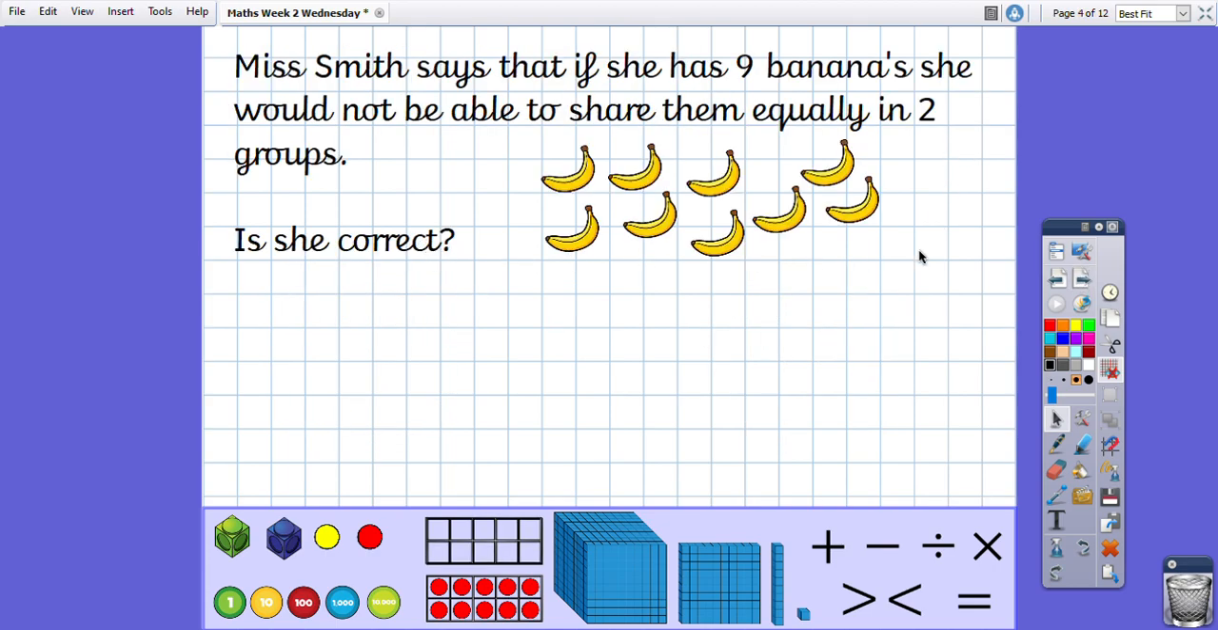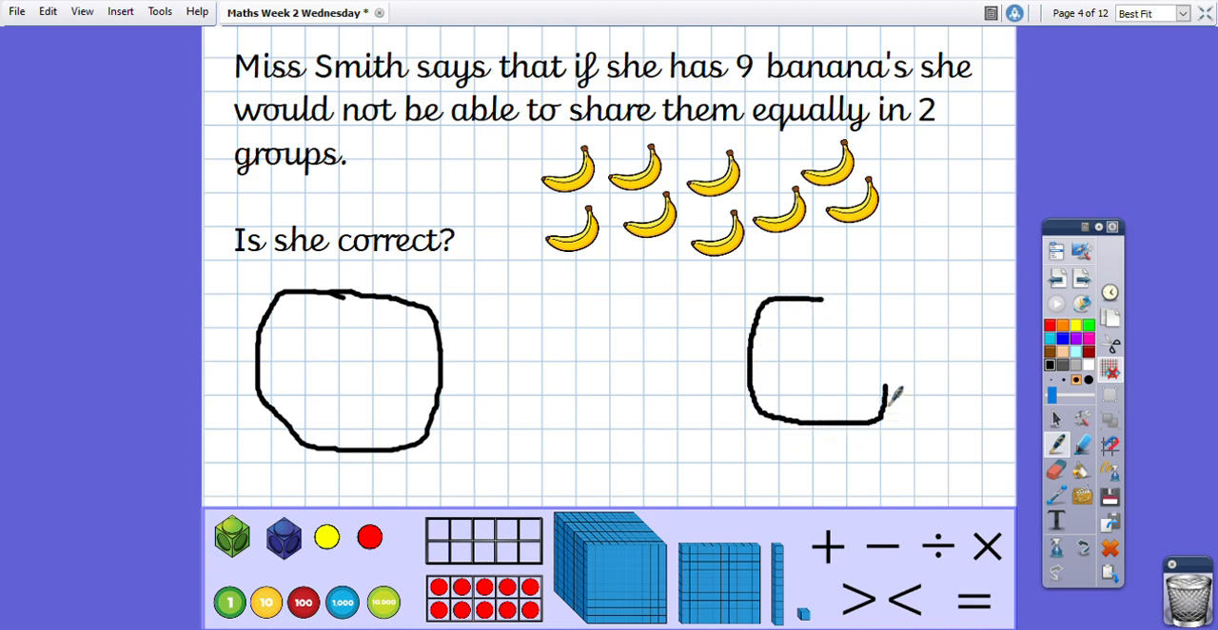Miss Smith says that if she has 9 bananas, she would not be able to share them equally into 2 groups. Is she correct? Well, we're going to see if she is or not. So what I'm going to do again to help me is draw 2 circles. There's one there. Oh, that's a dodgy circle, Miss French. And one there. And then we're going to share them.